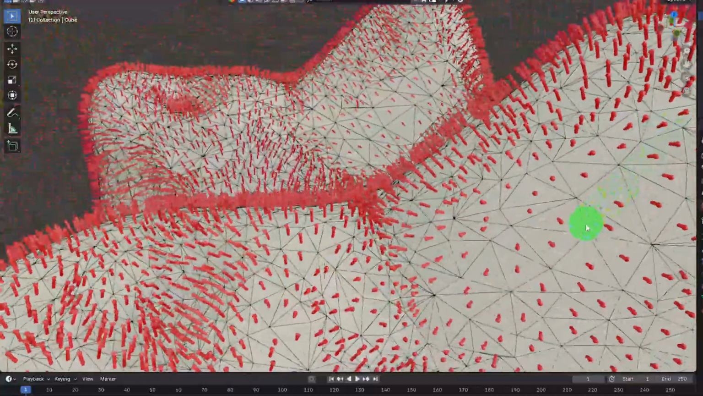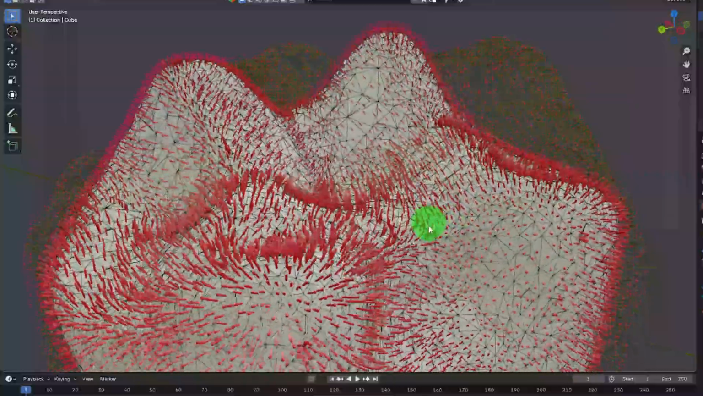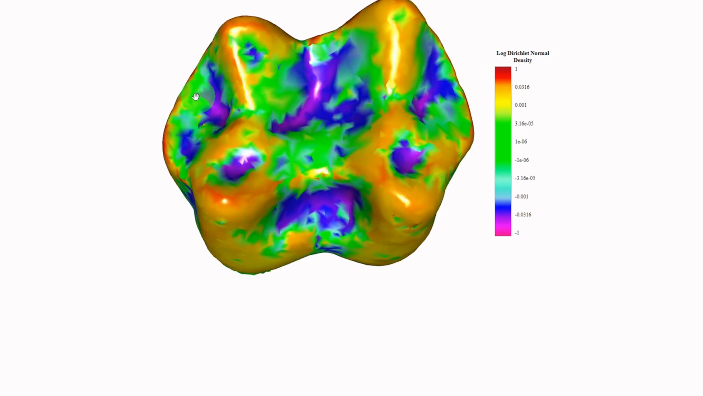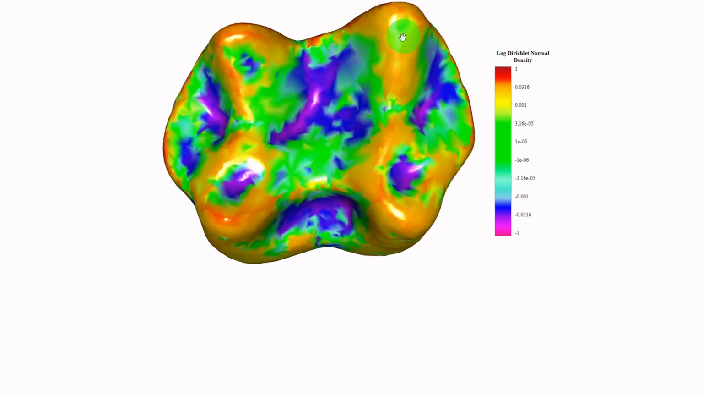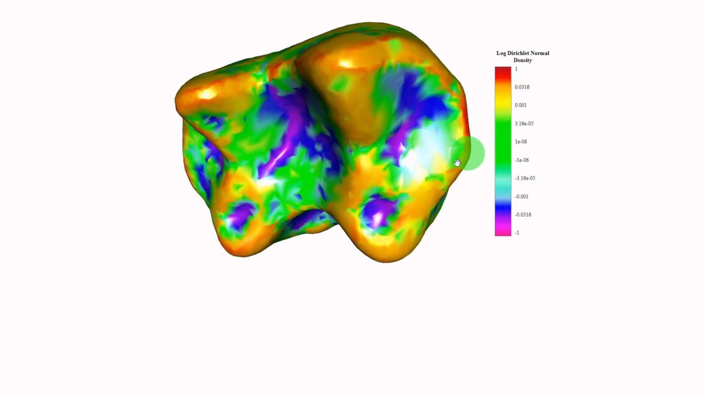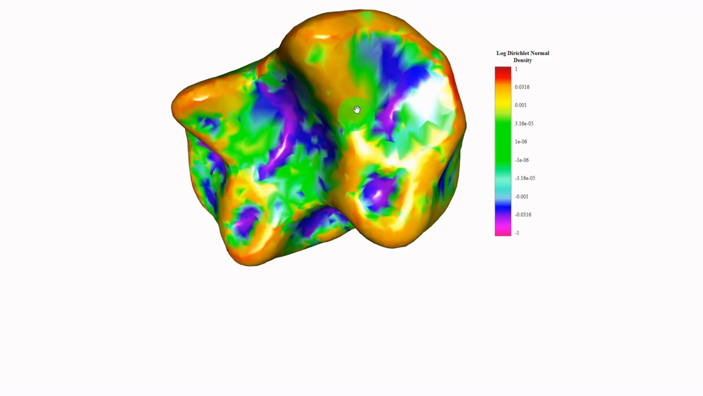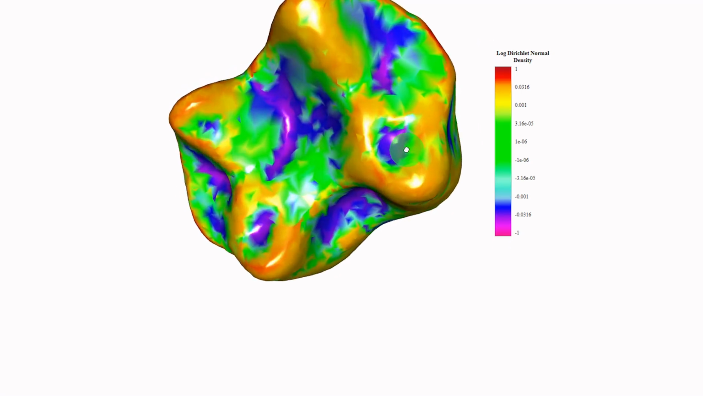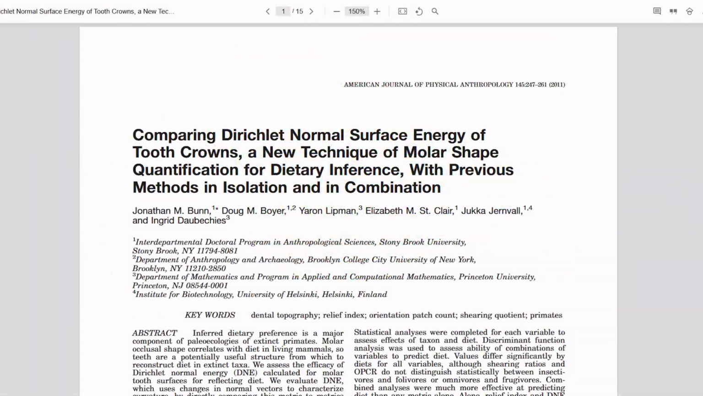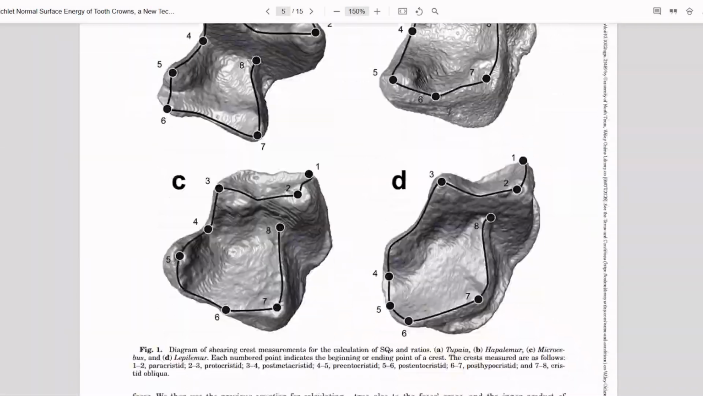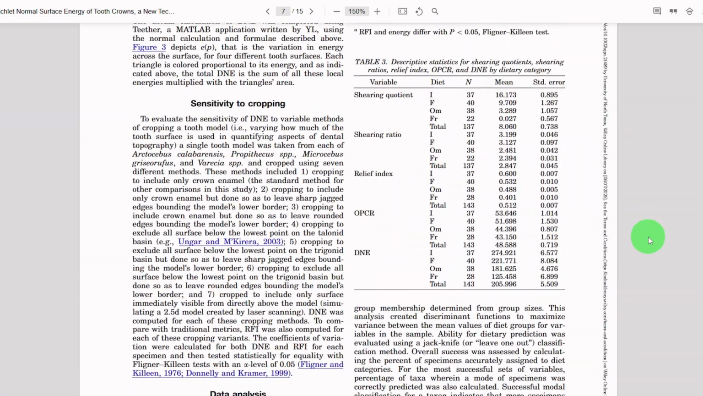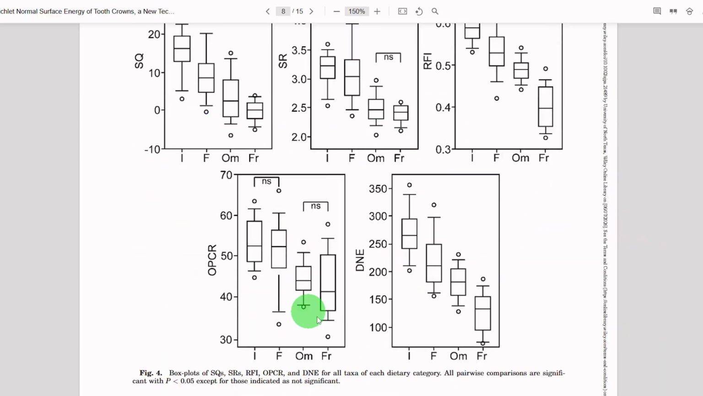Flatter, less complex surfaces will have low DNE, usually a greenish color on these maps, while higher energy regions, like cutting edges for example, will move into yellow or even red colours, while the bluer areas tend to be more of the pitted or concave parts. This can be used to infer different feeding behaviours. For example, high DNE is often associated with sharper cutting surfaces that might be used for shearing flesh or piercing insect exoskeletons, while lower DNE tends to occur on smoother surfaces that might be better for crushing.